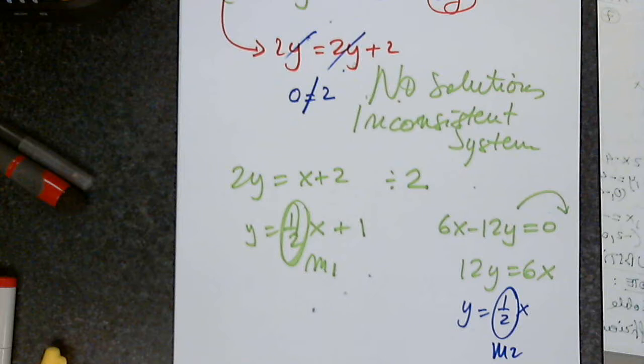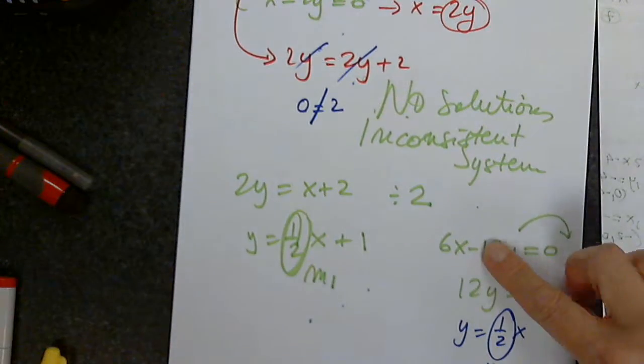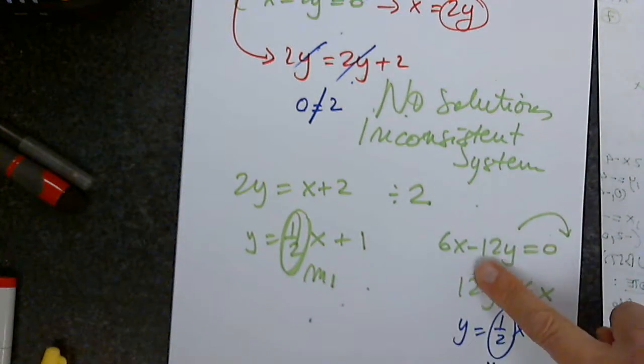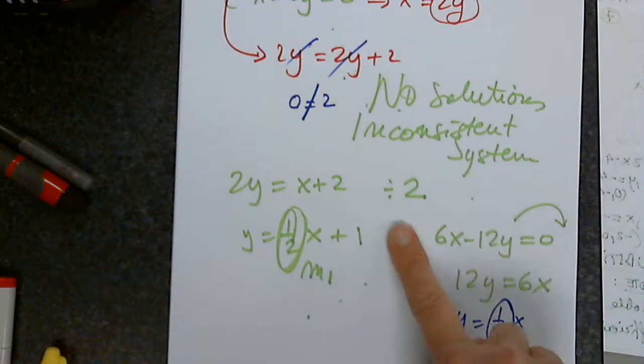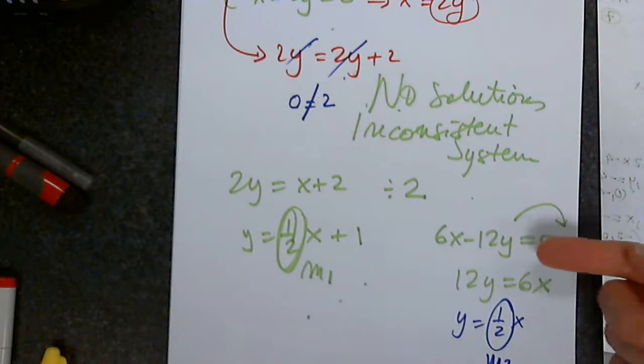Any questions? Are we okay? Yes? Question: why didn't it become a -6 when you moved it over to the other side? I moved the -12. Oh, I see, okay. So it's positive. Okay, but I read it from here. Okay.